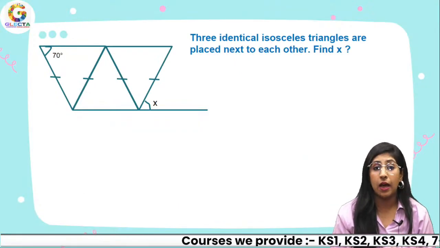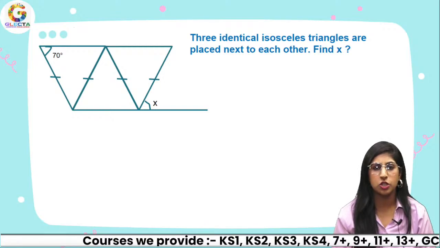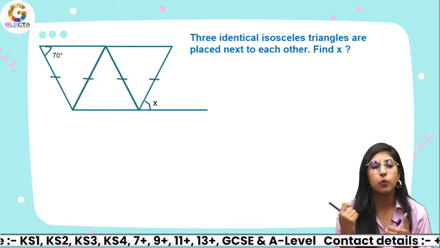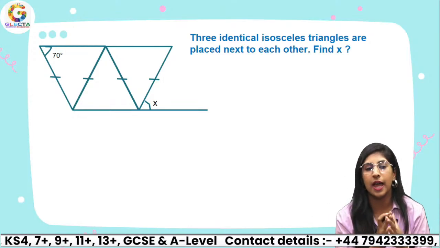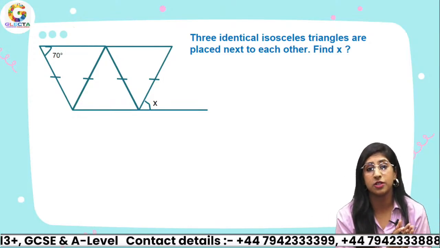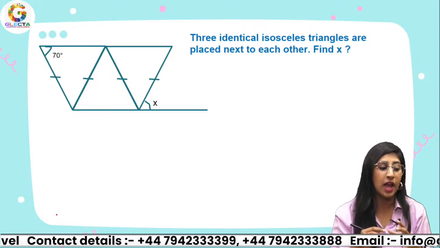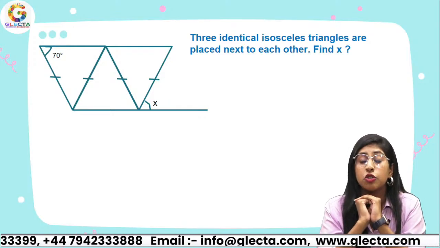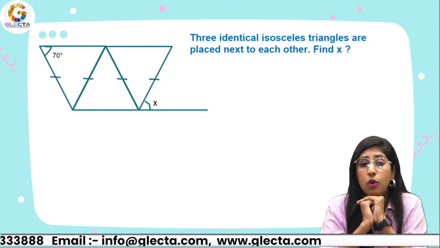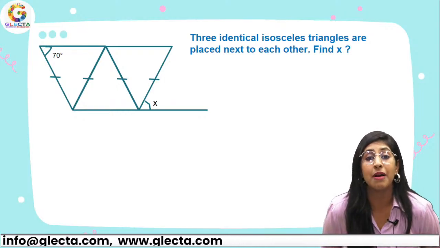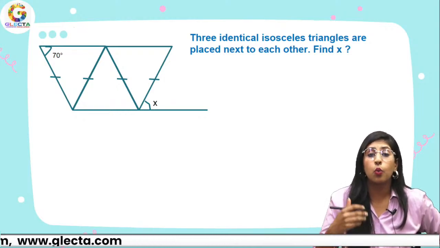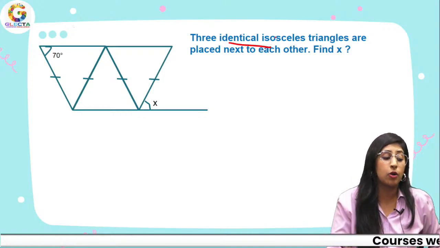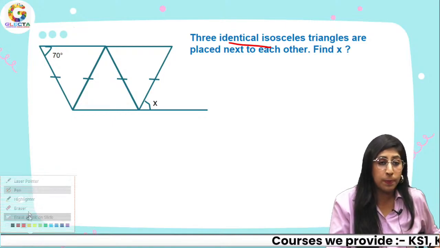Great. Now moving on to the next question, which is of geometry, that is triangles, which is a pretty simple question and easy, and has been asked in your past year papers. So over here we have 3 identical isosceles triangles. Now I want you guys to answer me in the comments section below. What do you understand by the term isosceles triangle? What are isosceles triangles? Or you guys can tell me anything about isosceles triangle properties.